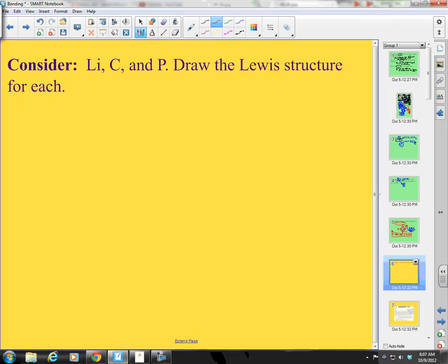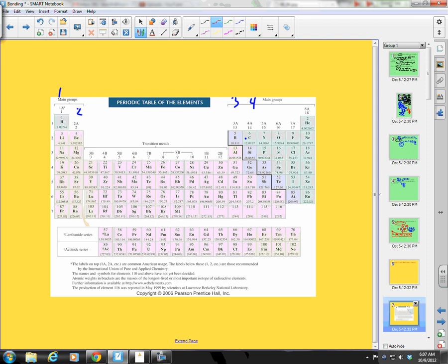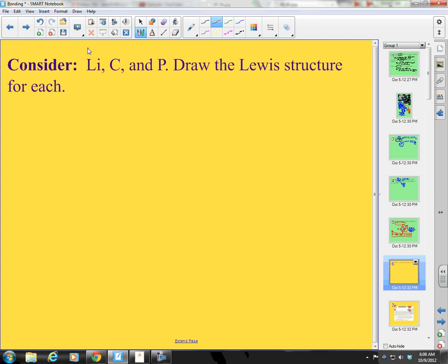What do we mean, valence electrons? Well, how many valence electrons does lithium have? Lithium, carbon, and phosphorus. Let's write those down. Go to my periodic table. Where's lithium? Here's lithium. How many does it have? Lithium has 1 valence electron. Carbon is here. Carbon has 4 valence electrons. And phosphorus is here. It has 5 valence electrons. Okay, so this is 1, 4, 5. And we want to represent this.